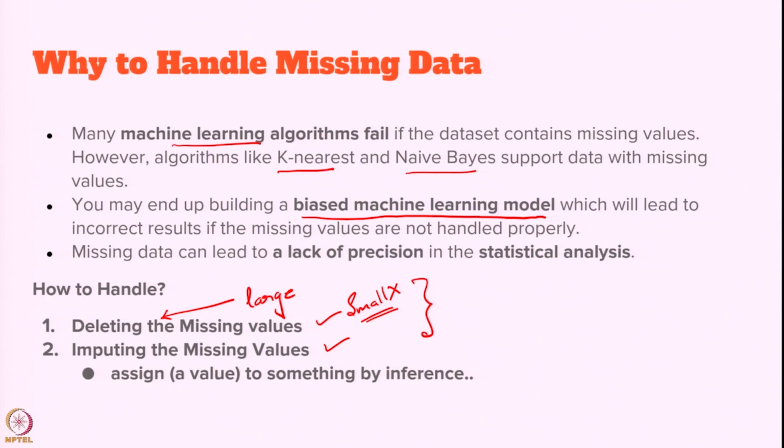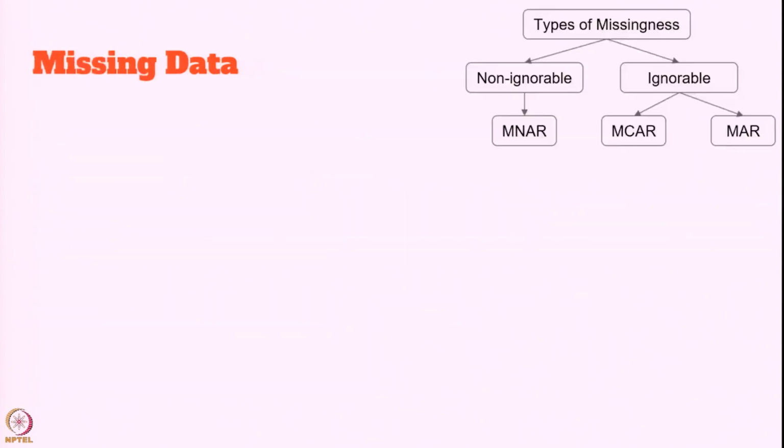Now imputing, how to do that? There are several ways in which we can do imputing. Before we understand what are the various ways in which we can do the imputing, we have to know what type of data is missing. There are three categories: MNAR, MCAR and MAR. These are the three types of missingness.